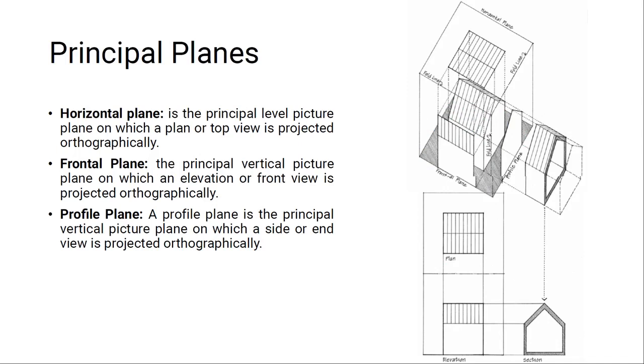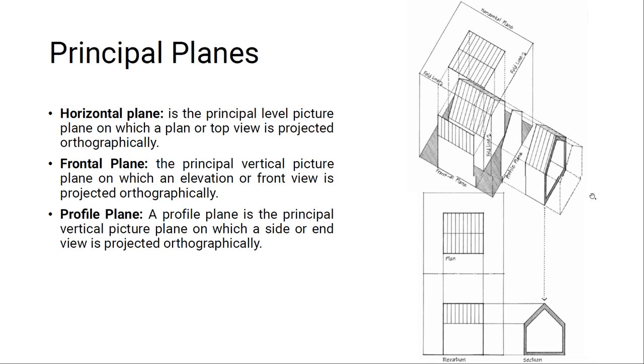So when we think of different views, think about the horizontal plane, the frontal plane, and the profile plane. I'm going to explain a little bit more on this. So the frontal plane will be this one, right? Sort of this vertical plane, on which an elevation or front view is projected. So you see, this is vertical, as if you're standing right in front of it.